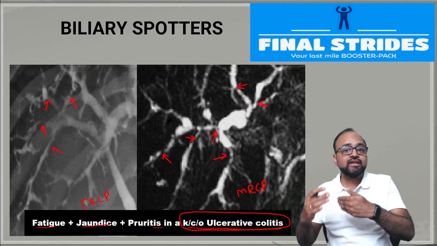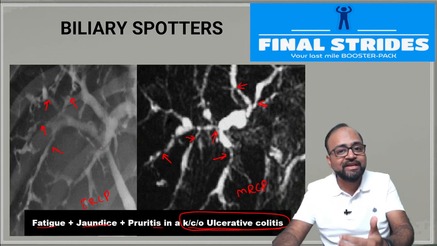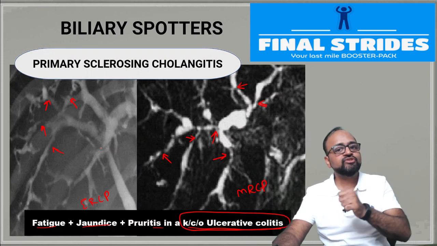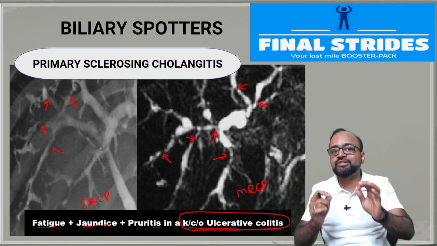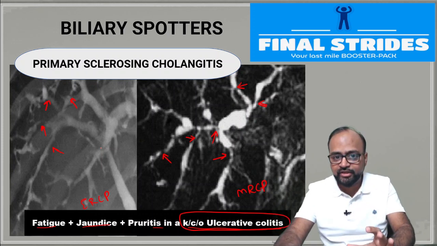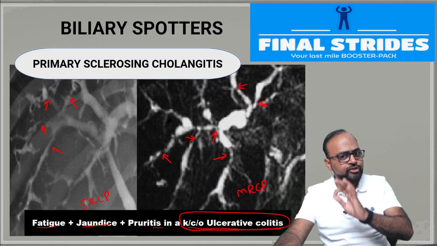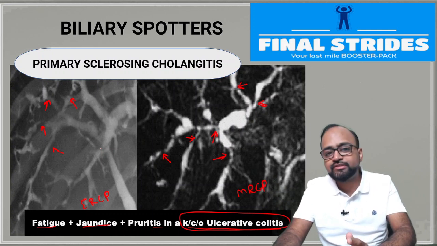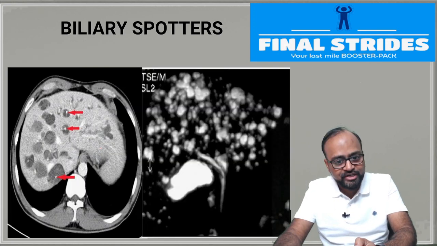Something is getting sclerosed along the biliary tree. So this is called sclerosing cholangitis. Yes, this is called primary sclerosing cholangitis. Multifocal strictures along the entire length of the biliary tree, presenting with fatigue, weight loss, jaundice, pruritus, very strong association of ulcerative colitis. This is kind of a clincher for a diagnosis of primary sclerosing cholangitis.